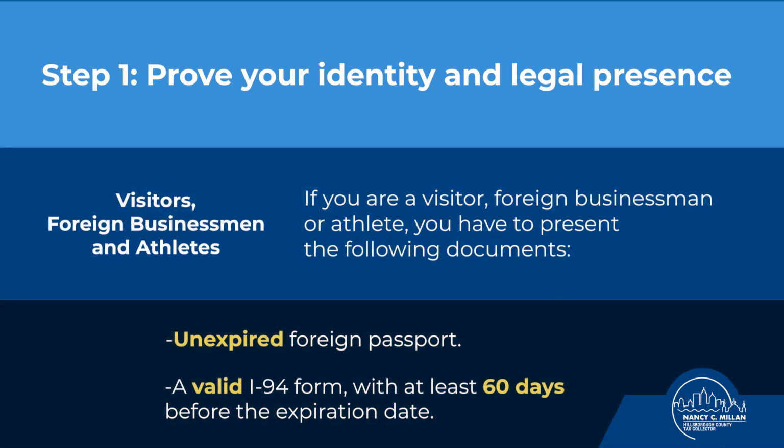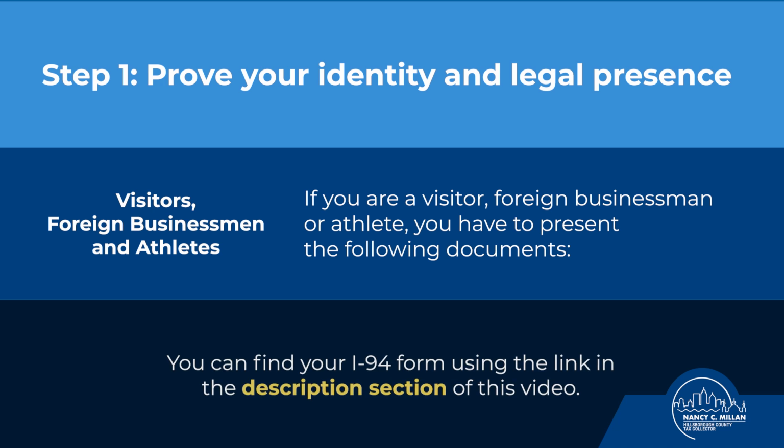Visitors, foreign businessmen, and athletes. If you are a visitor, foreign businessman, or athlete, you have to present the following documents: an unexpired foreign passport and a valid I-94 form with at least 60 days before the expiration date. You can find your I-94 form using the link in the description section of the video.